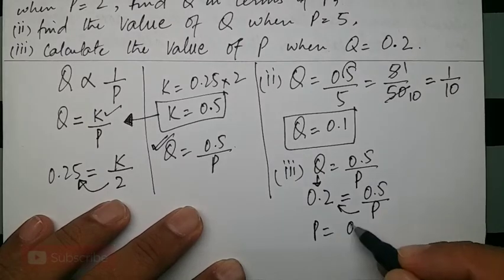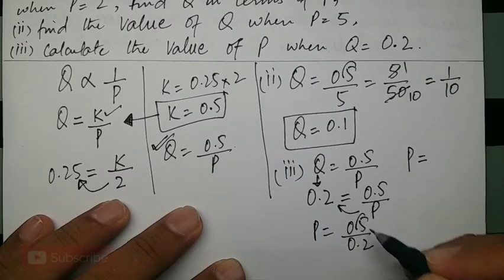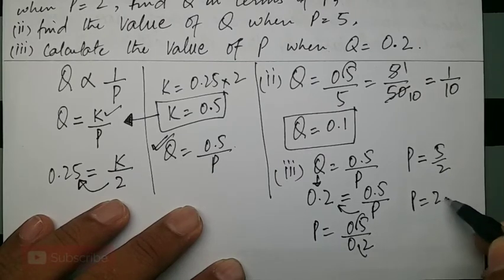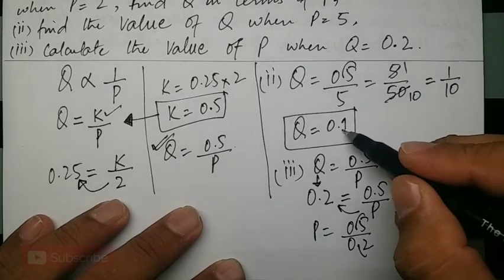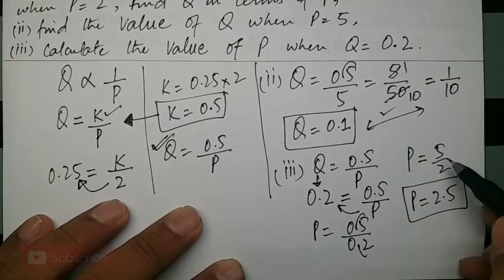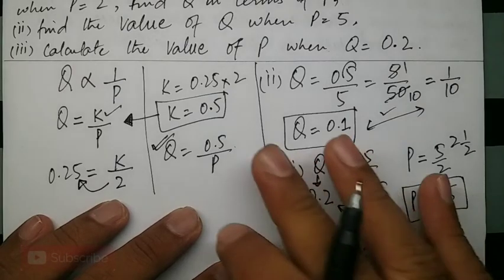So P will be equal to 0.5 upon 0.2, and after removing the decimal, it becomes 5 upon 2, and in decimal it is equal to 2.5. So the value of Q is 0.1 or 1 upon 10, both are right. Okay, and P, you can also state 5 upon 2, or if you want to write this answer 5 upon 2 as a mixed fraction, it will be 2 whole 1 upon 2, or in decimal it is equal to 2.5, right?